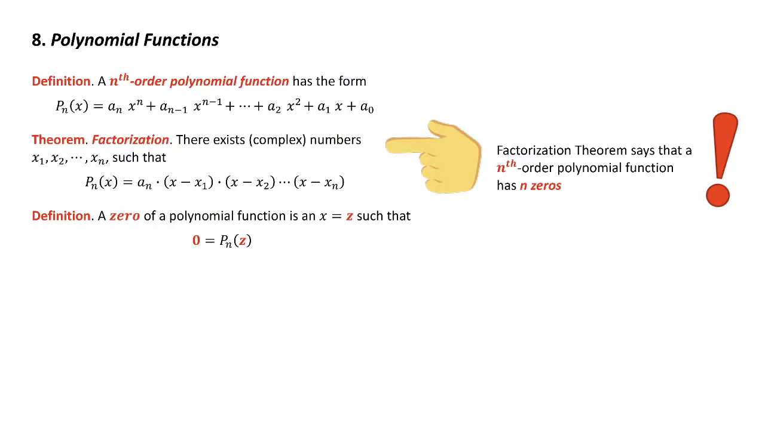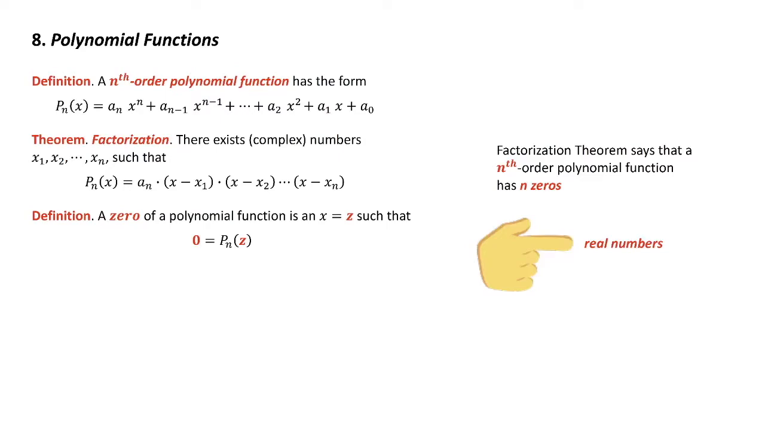But what the factorization theorem says is that an nth order polynomial function has n zeros. So a linear function has 1 zero, a quadratic function has 2 zeros. We can get them from the quadratic formula. A cubic function has 3 zeros. A fourth order polynomial has 4 zeros. Now you have to understand the caveat. If it's nth order, you have n zeros.